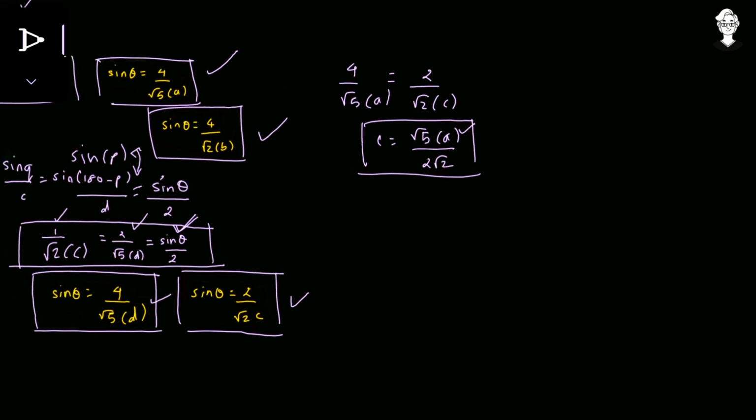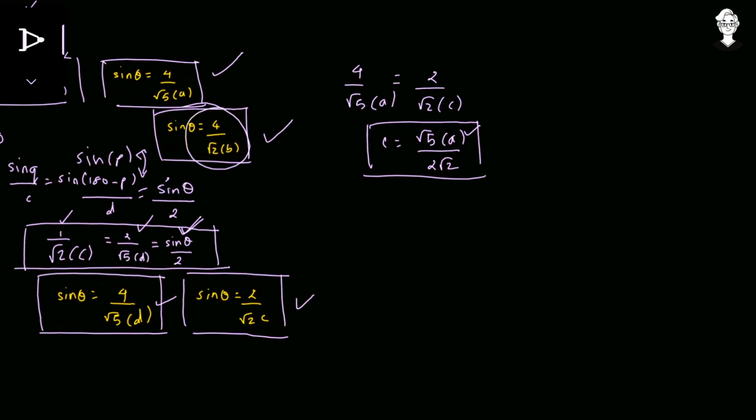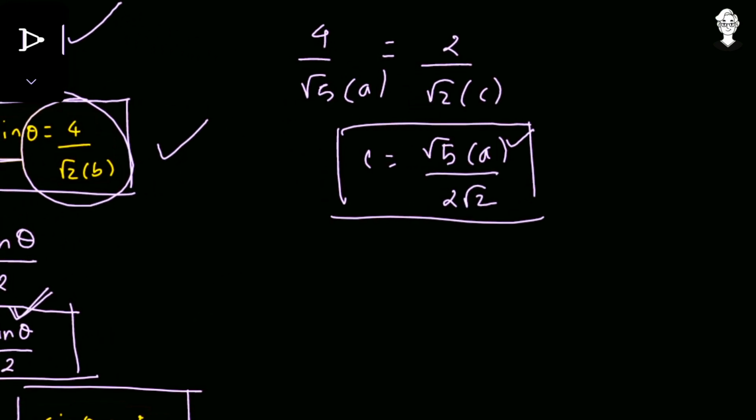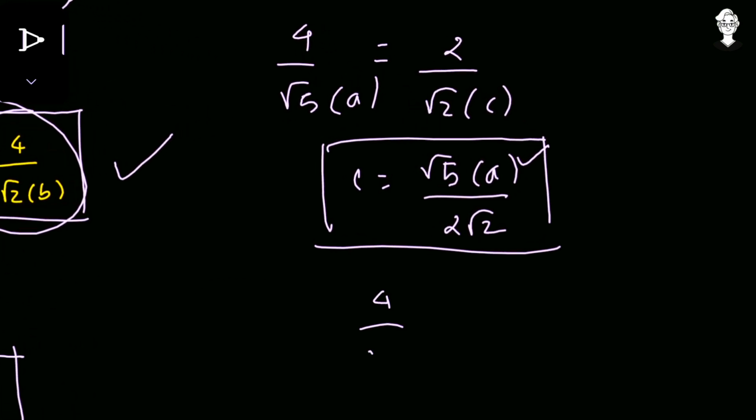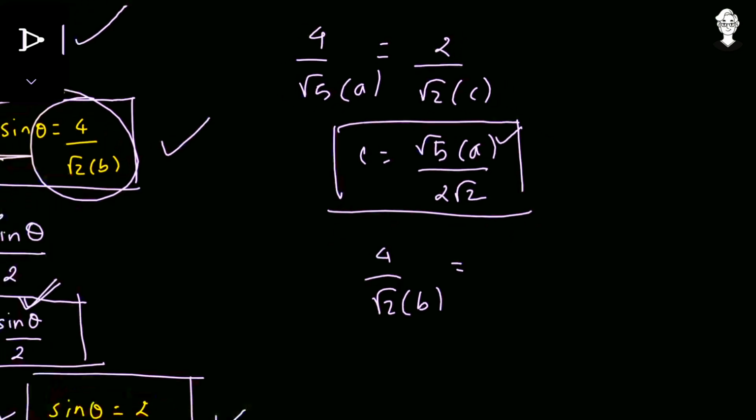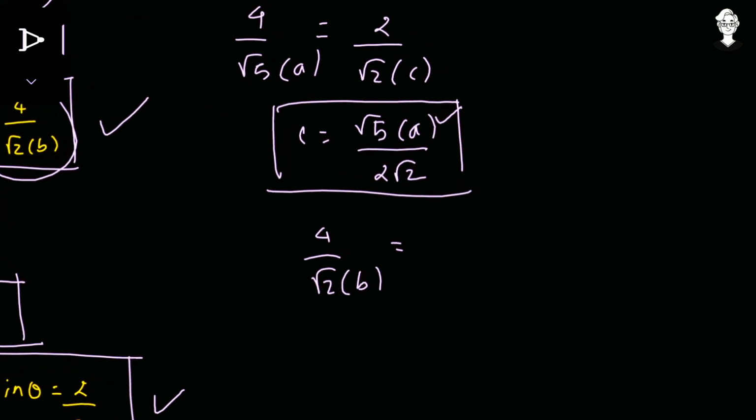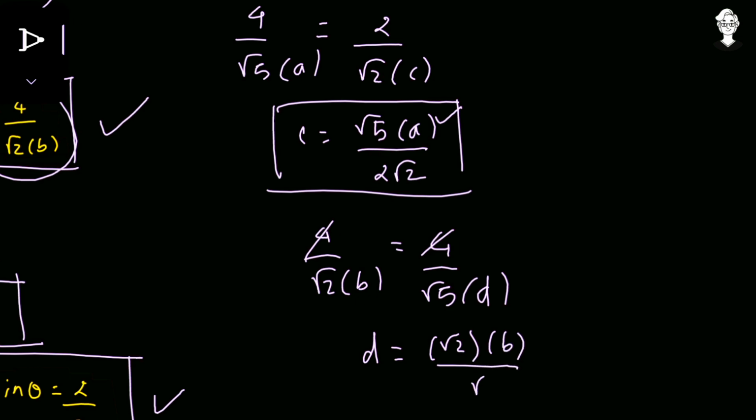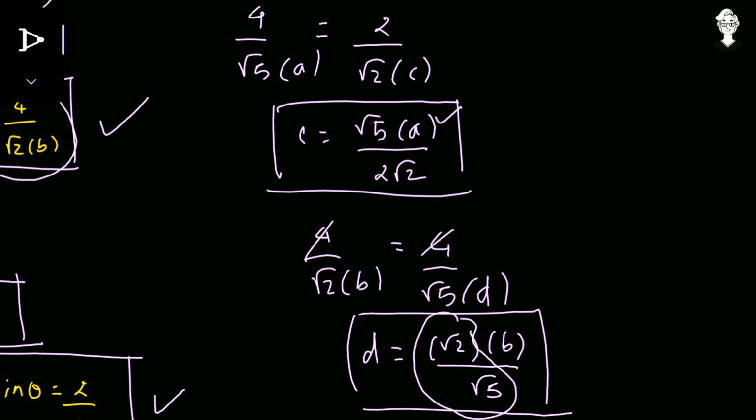And similarly over here, if I compare B with the value D, they can be compared because the LHS is equal, sine theta. So comparing B and D, 4 upon square root of 2 times B is equal to 4 upon square root of 5 times D. So 4 and 4 got cancelled out. We obtain that D is equal to, as it is in the denominator, square root of 2 into B upon square root of 5. So this is the value of D in terms of B, the real part multiplied with B.